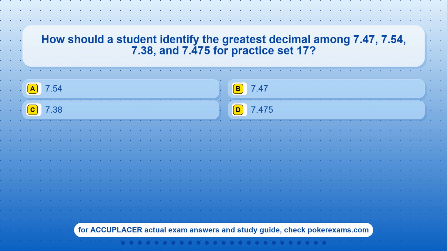Question 5. How should a student identify the greatest decimal among 7.47, 7.54, 7.38, and 7.475 for practice set 17? Option A, 7.54. Option B, 7.47. Option C, 7.38. Option D, 7.475.